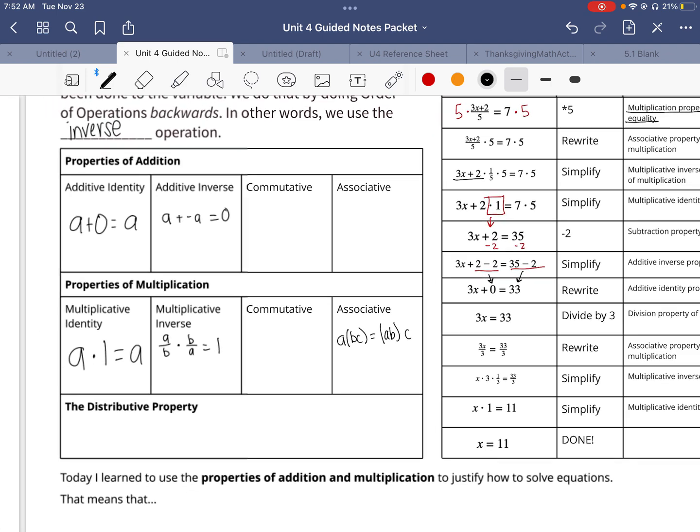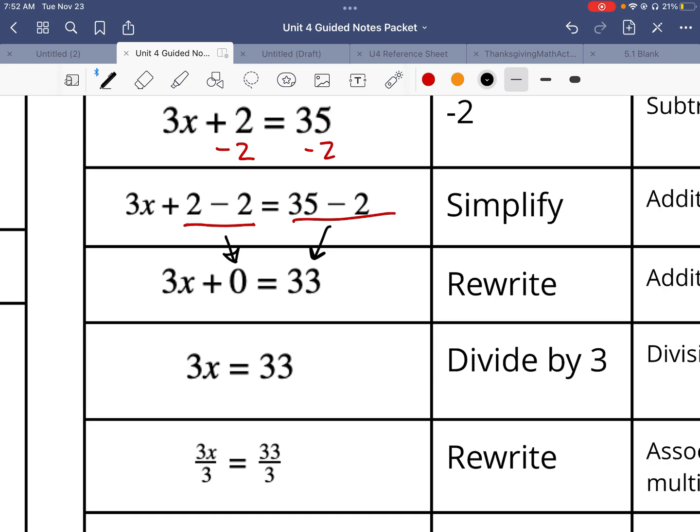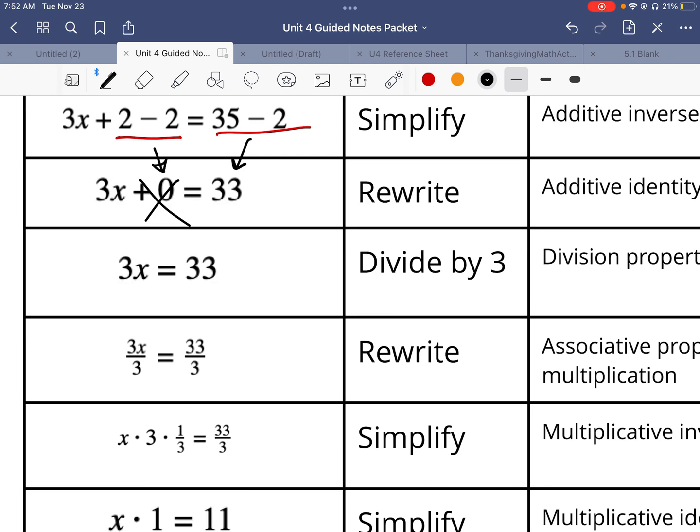And then we know by the additive identity that adding 0 doesn't do anything. So when we add 0, we can actually just get rid of that. Okay. Now we have 3x equals 33. And of course, the next step we would do would be to divide by 3. It's shown right there. Okay, and that's the division property of equality.